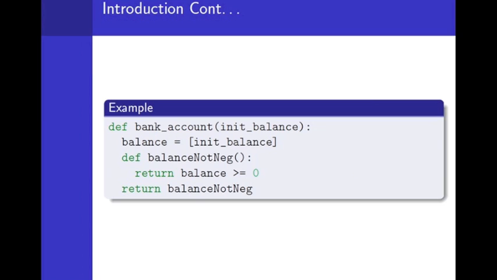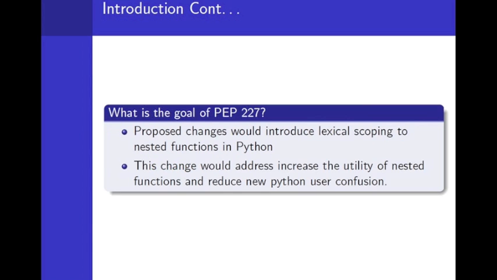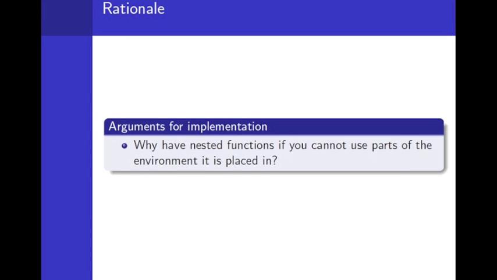So here in Python 2.1, if you were to have this function, it would not work because you're attempting to reference balance inside a nested function. After Python PEP 227, this will be fixed, and you will be able to access variables within functions nested in other functions.